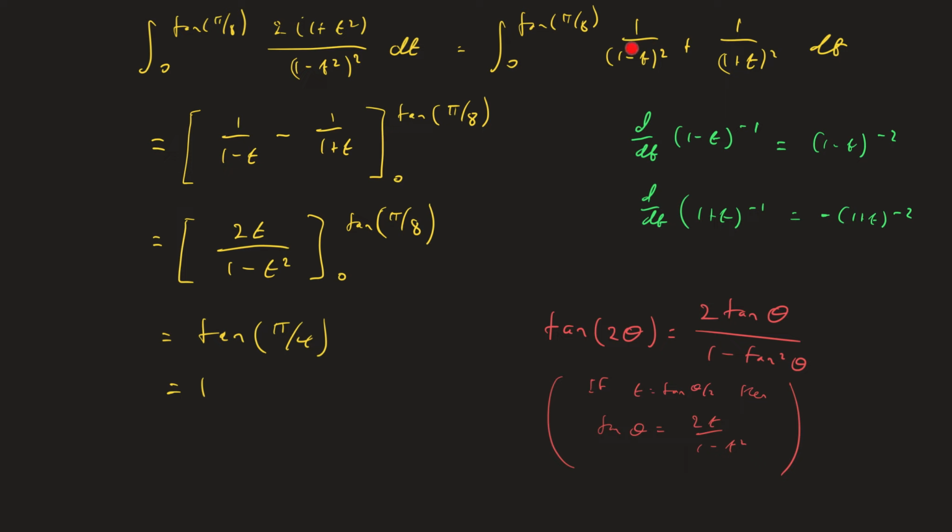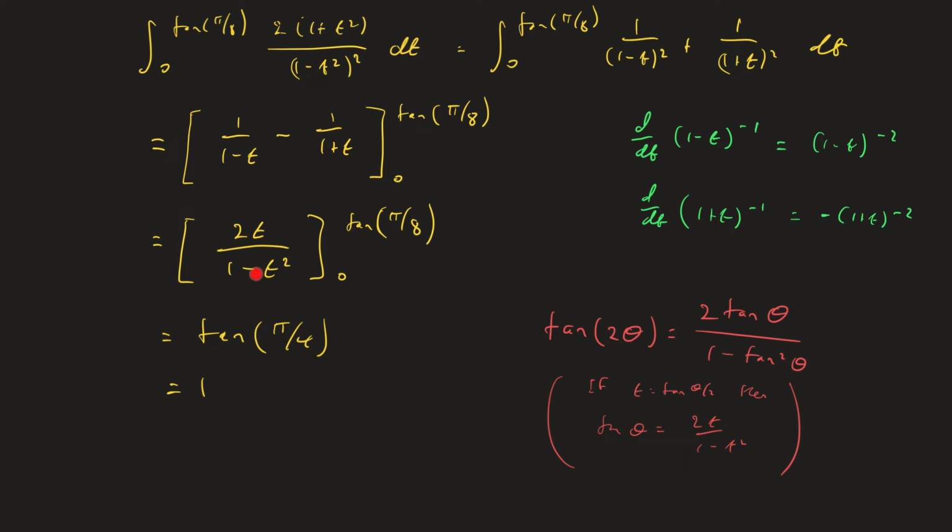So this tells us that the integral of this expression here is given by evaluating 1 on 1 minus t, corresponding to this term here, minus 1 on 1 plus t, corresponding to this term here, from 0 to tan pi on 8. If we differentiate this, we get this, and if we differentiate this, we get the negative of this. This simplifies to this, and then we first of all evaluate it at tan pi on 8, and then we evaluate it at 0. However, tan pi on 8 is not such a nice number, and there's a trick.